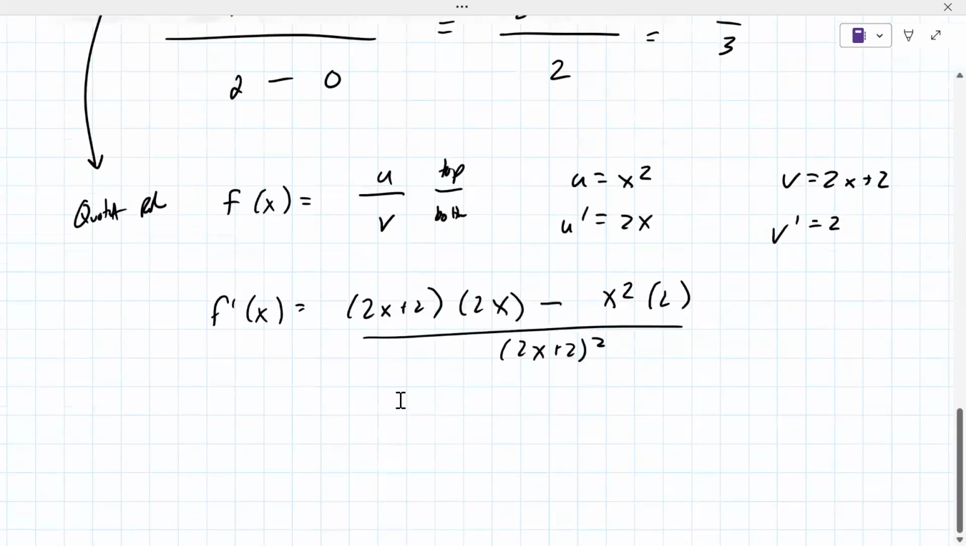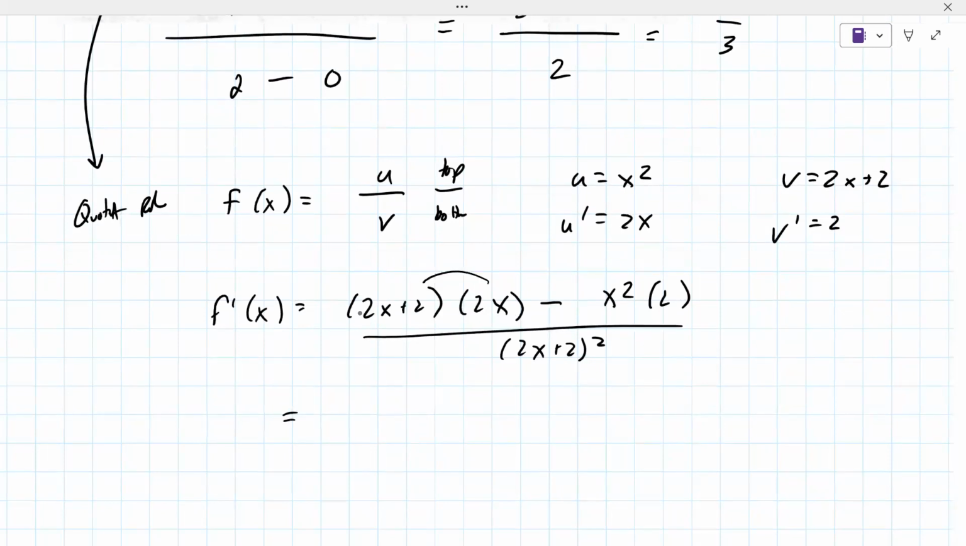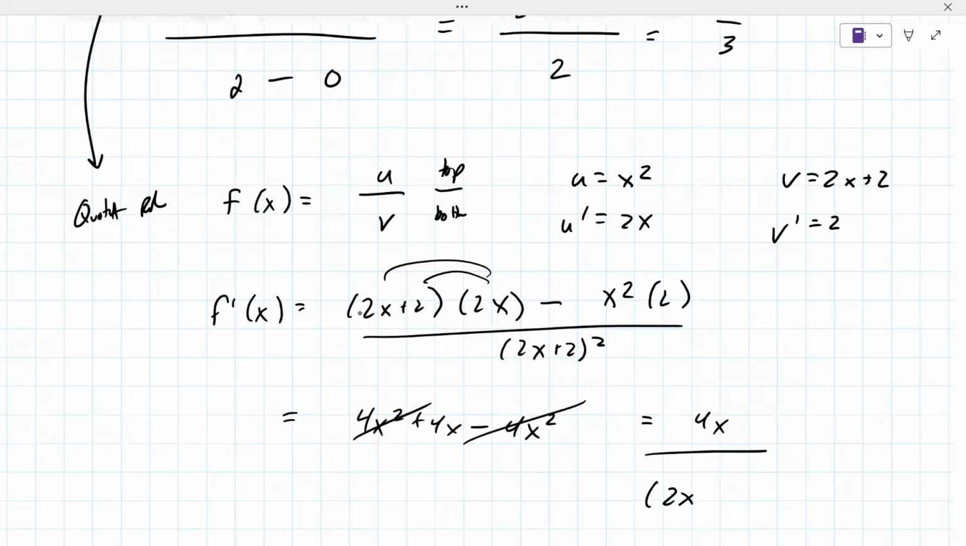Now, you are not required on the AP exam in the free response to simplify your derivatives, but in the multiple choice or in a problem like this, you have to. And that's where it tests your algebra. So this 2x multiplies both of these. It's 4x squared plus 4x minus 4x squared. And so those cancel, and you get 4x over 2x plus 2 squared, like that.